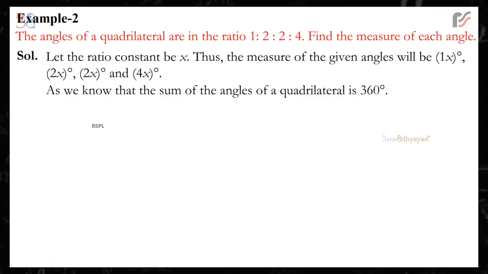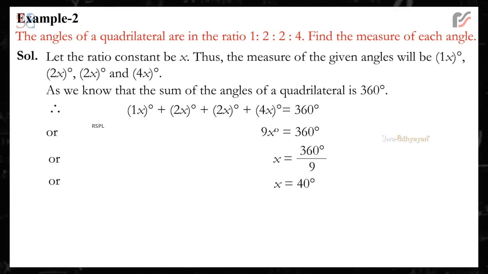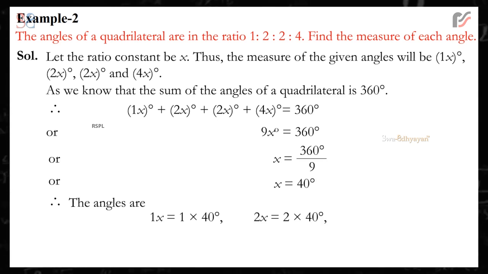As we know that the sum of the angles of a quadrilateral is 360 degrees, therefore 1x degrees plus 2x degrees plus 2x degrees plus 4x degrees is equal to 360 degrees, or 9x degrees is equal to 360 degrees, or x is equal to 360 degrees upon 9, or x is equal to 40 degrees. Therefore, the angles are 1x is equal to 1 into 40 degrees, 2x is equal to 2 into 40 degrees, 2x is equal to 2 into 40 degrees, and 4x is equal to 4 into 40 degrees.